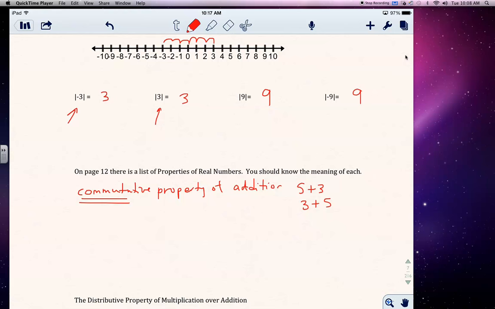Another one I want to make sure that we all know, and again, I'm not going to ask you these names on the test. They might ask you to recognize these names or the name of the properties on your homework, but I really want you to understand that when you add two numbers, it doesn't matter what order you add them. Same thing is true for multiplication.